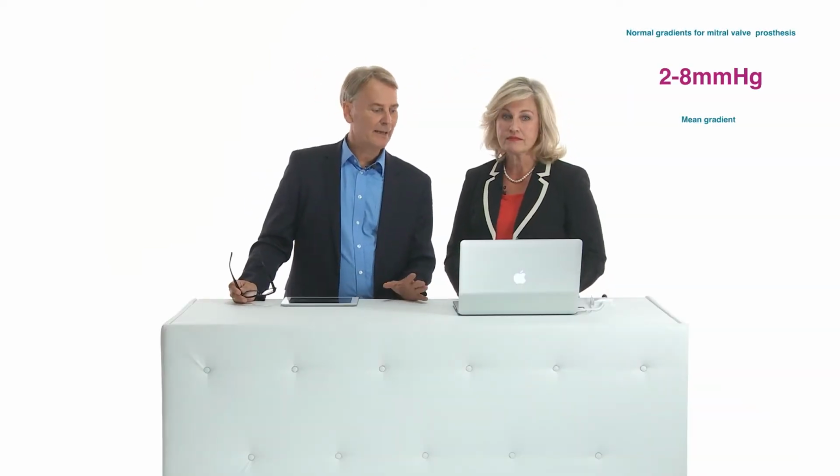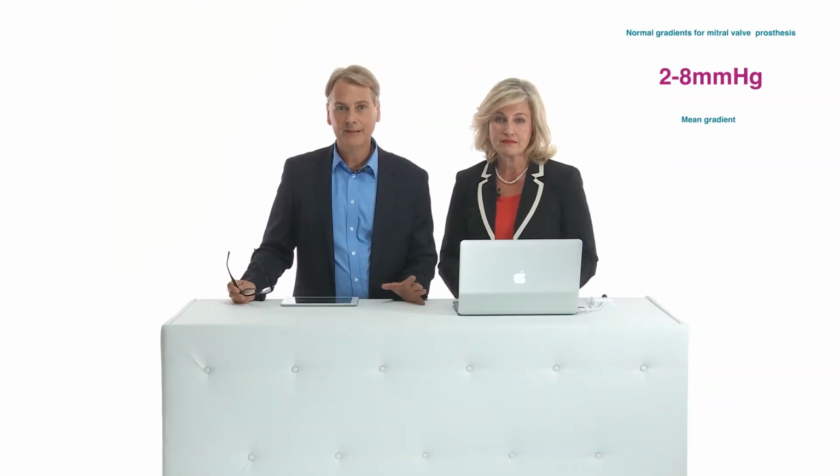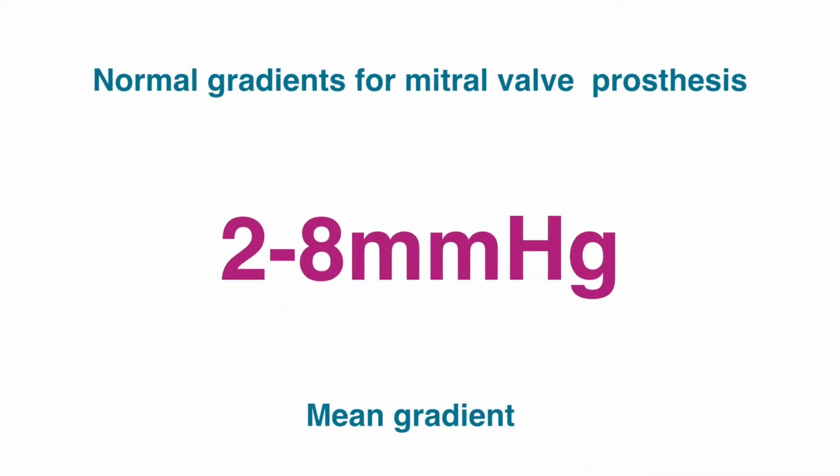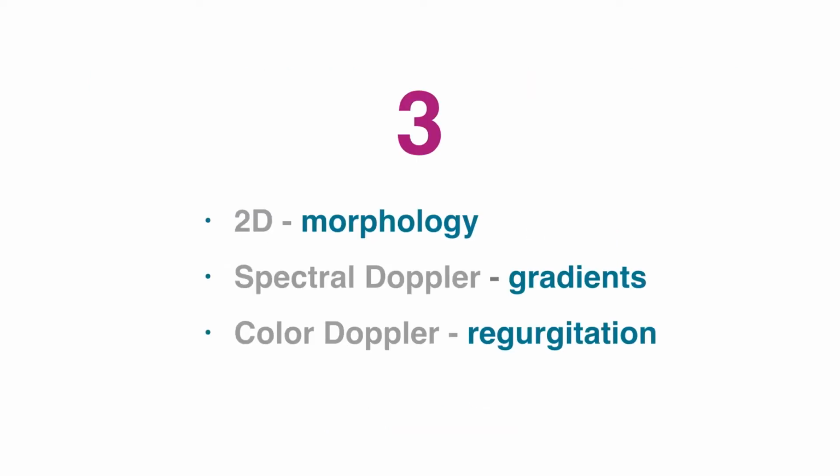So what are the normal gradients? Well, the gradients depend, first of all, on the size of the prosthesis and also on the model of the prosthesis, but it's somewhere in the range between 2 to 8 millimeters of mercury. So keep in mind, and this is our third rule, we need 2D for morphology, we need spectral Doppler for gradients, continuous wave Doppler most of the time, and we need color Doppler to look for mitral regurgitation or aortic regurgitation.